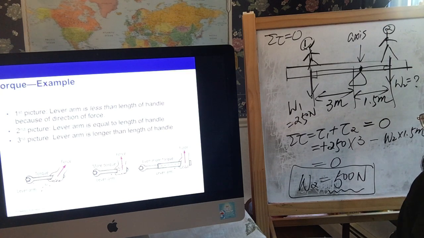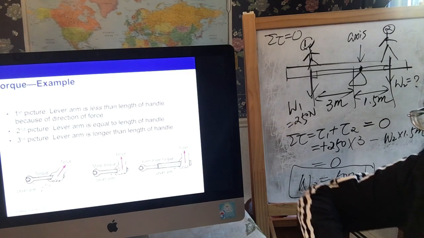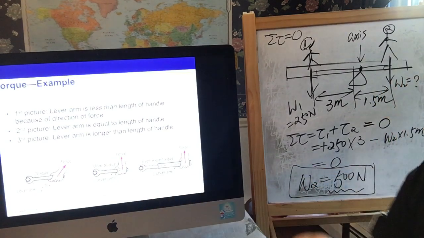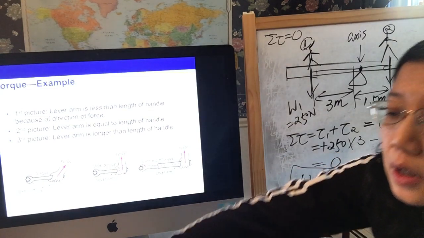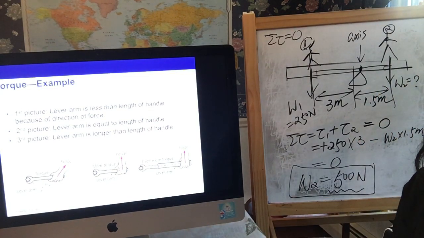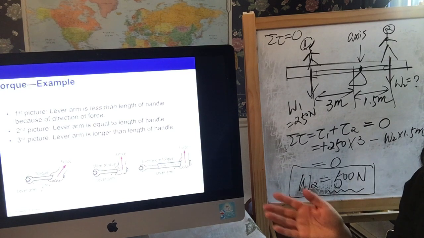And there is a worksheet from this chapter which is about torque. Page 42, I'm going to ask you guys to work on after class, and then I will come back next class if you have any questions.